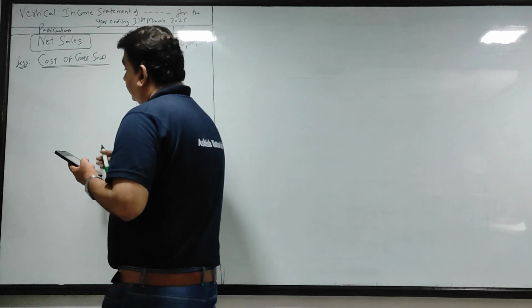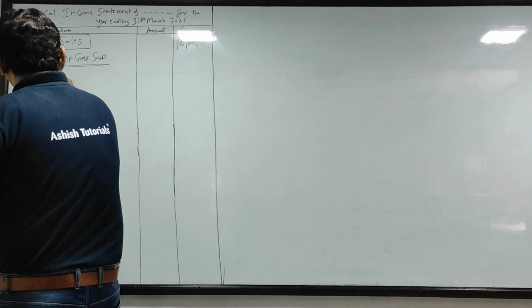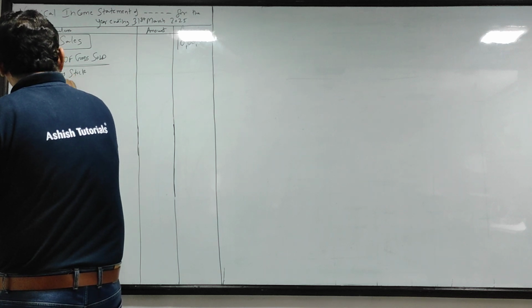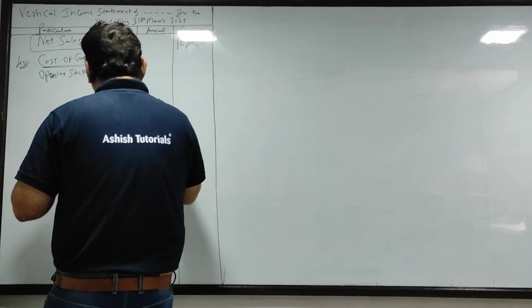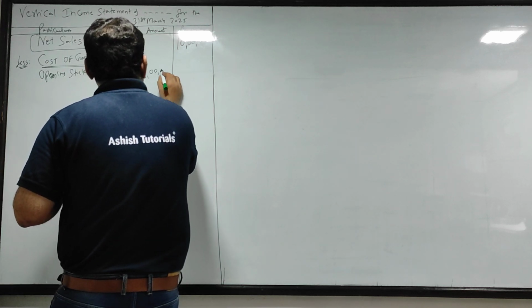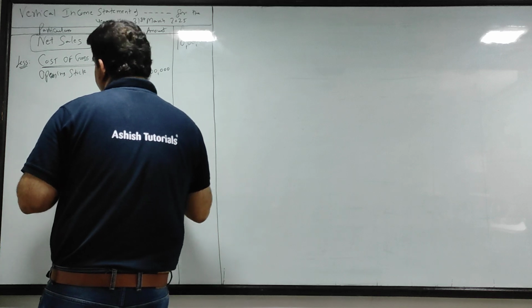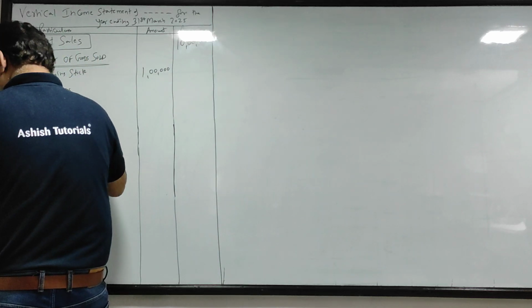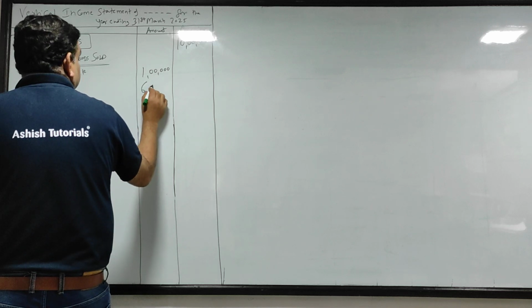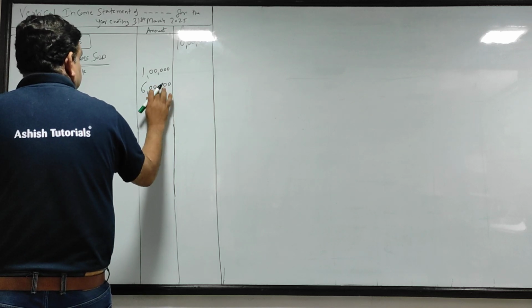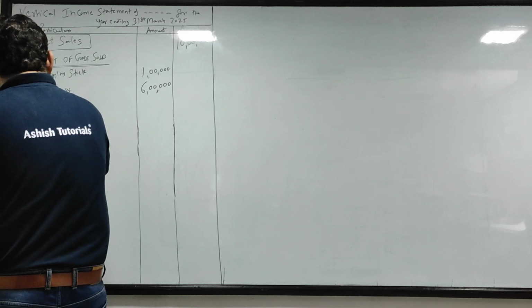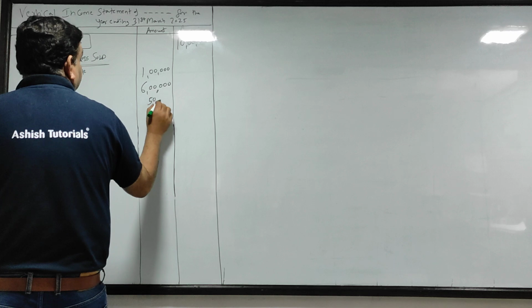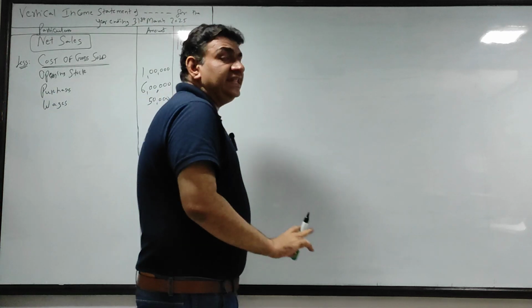So what I told you, first you will add all the items of the debit side. Let's take one by one. Opening stock 1 lakh. Second, purchases 6 lakhs. Wages 50,000. Okay, all the items of debit side.